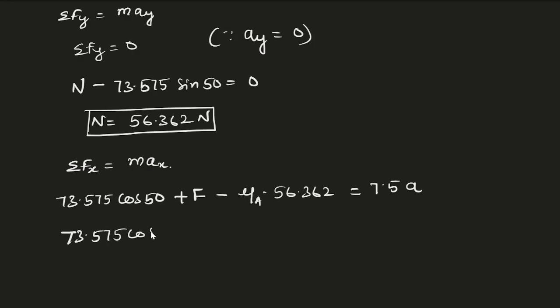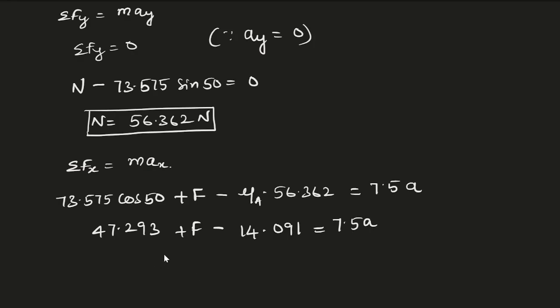So I'll just calculate 73.575 cos 50 as well. I got the value as 47.293 plus F. Here the mu value is 0.25 into 56.362, which is equal to minus 14.091. This will be equal to 7.5 A.